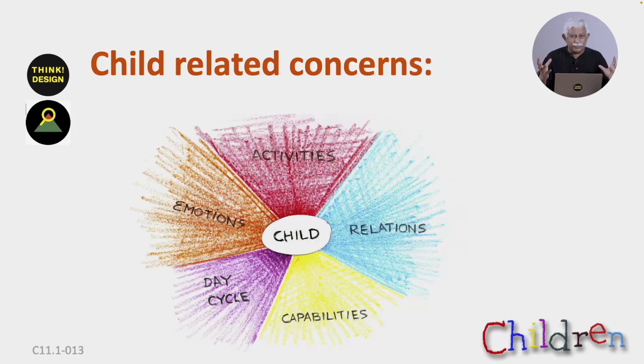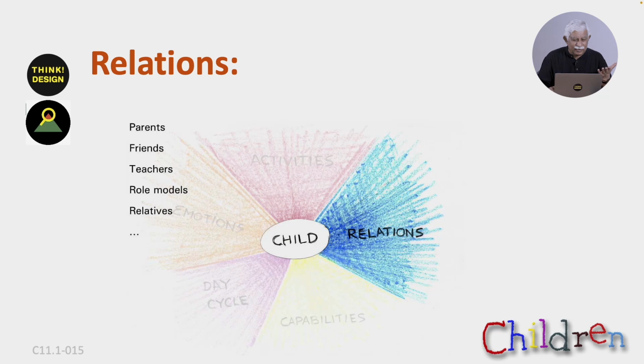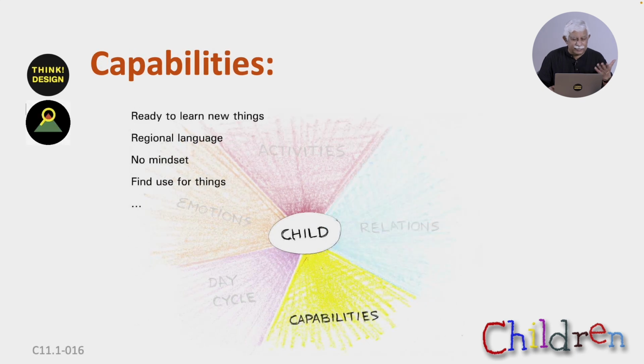So this is the child's world, and further categorizing it according to different categories. Let's take, for example, fun, play, learn. These are the categories with respect to activities: fun, play, learn. Sometimes harass and play pranks. If you look at relationships, you have parents, friends, teachers, and role models at this point of time. Of course, you have your relatives. This forms the family relationships. And what are the capabilities? They are always ready to learn about new things.